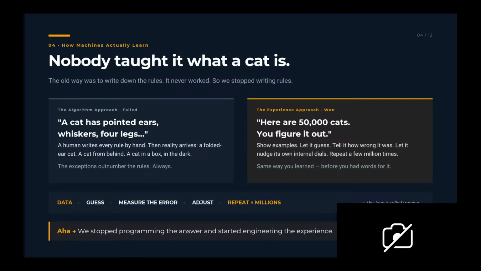So here, a cat has pointed ears, whiskers, and then a folded-ear cat arrives, a cat from behind, a cat in a box, or a cat in the dark. How do we ensure that the prediction is still correct? How do we have a machine learning approach? Now we're delivering brands, types, and all, and you are letting the machine learning algorithm learn for itself. When it guesses, you still send the data, give it an idea of areas where it failed, so it relents and continues. This pattern is repeated a few million times, and it continues learning, continues to improve.